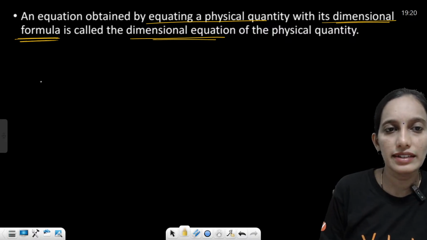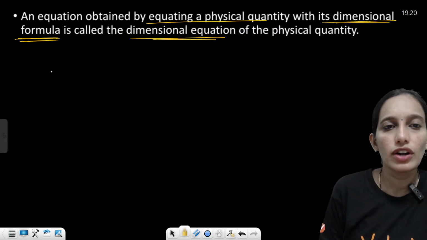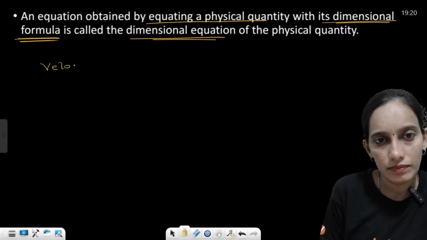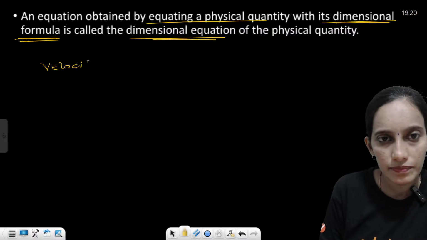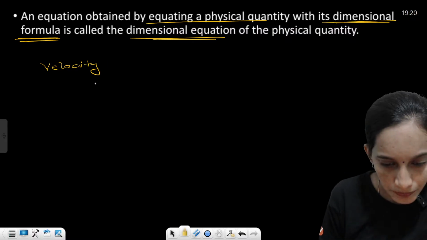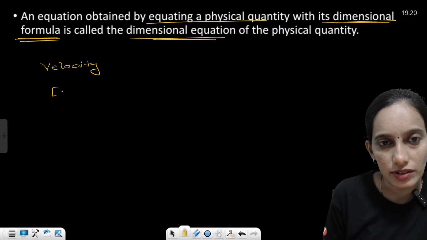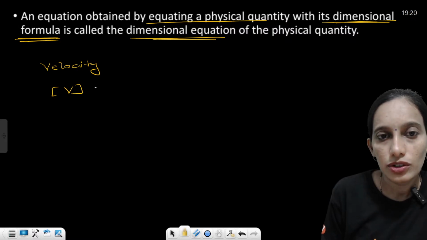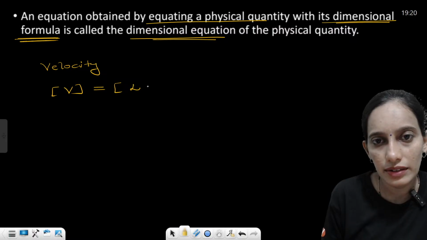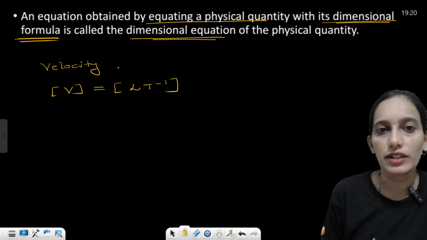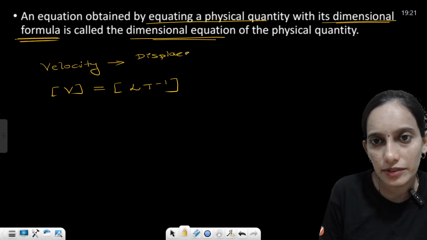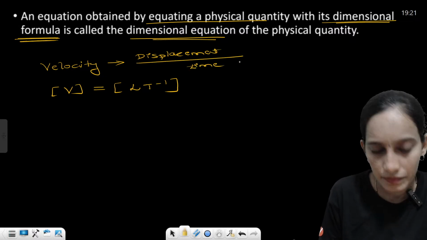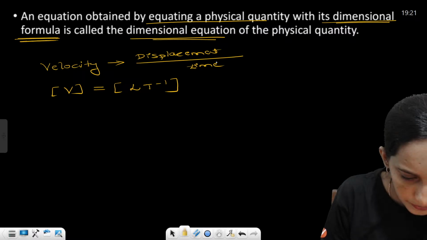So it is nothing like, one simple example we'll take. So I will say velocity. Okay, so the quantity which I am choosing is velocity. So for the dimension of velocity, I use the notation V. So dimension of velocity will be LT minus 1. Because velocity is how do you write it? Displacement, correct? Divided by the time. Yes or no? Hope you're following.